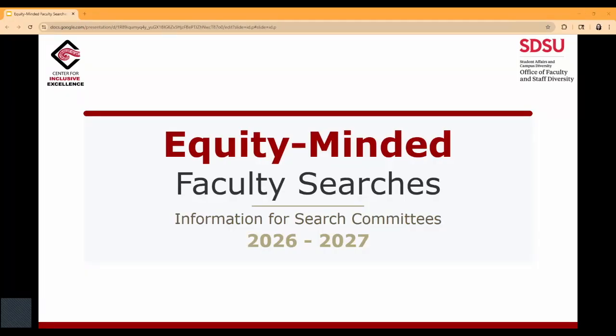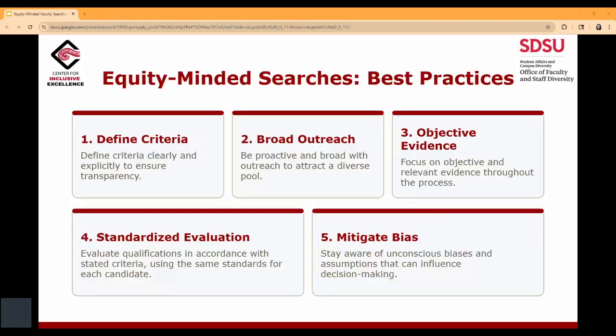While the Office of Faculty Advancement is responsible for the faculty hiring process overall, faculty and staff diversity is charged with ensuring that these diversity-related initiatives embedded in the faculty hiring process are implemented smoothly, and that search committees have the support and resources they need in order to conduct equitable and inclusive searches.